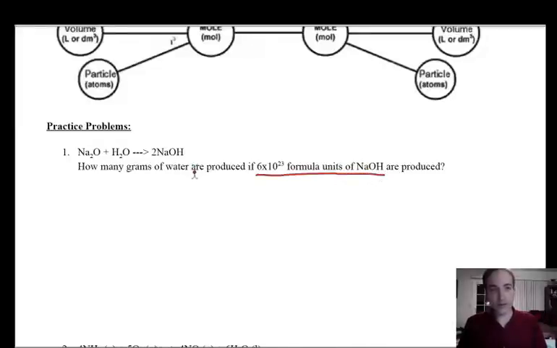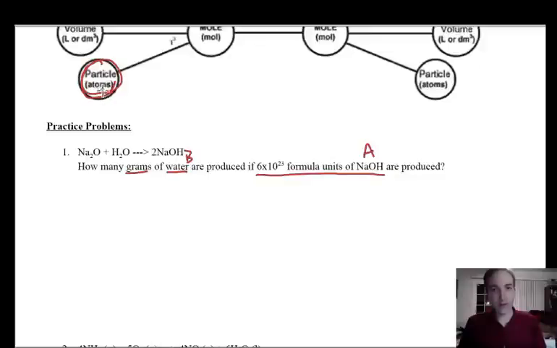Okay, based on our diagram, you can actually see it up here, we're at particles, right? And what we need to do is get to grams of water. Now notice that water is a different substance. We were at sodium hydroxide, that's going to be our substance A essentially, and we want to get to water, which is our substance B.